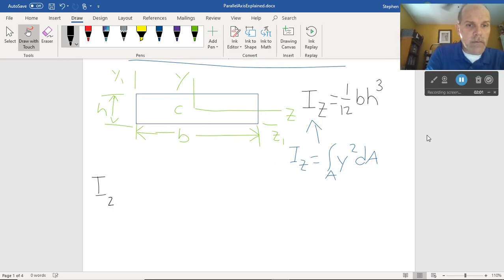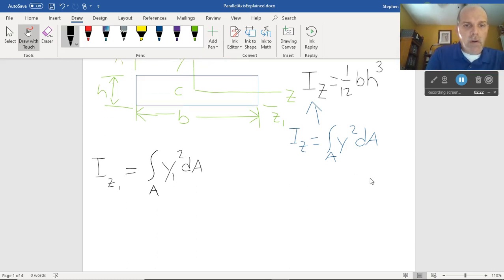Iz1 is equal to the integral over the area of the distance from the z1 axis. Well, that's going to be y1 now, not y. I'm going to have to square that. I've got to multiply that by dA. And I've got to take the integral over the whole thing. That's what the little A down there means.